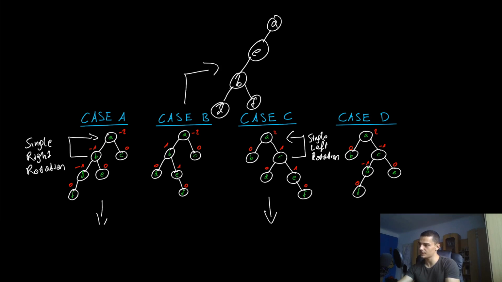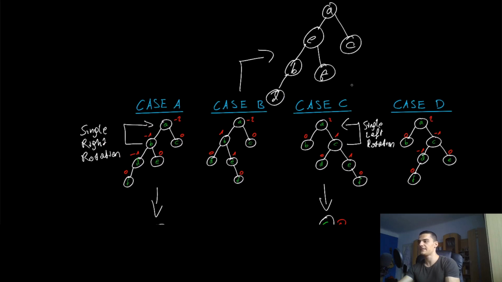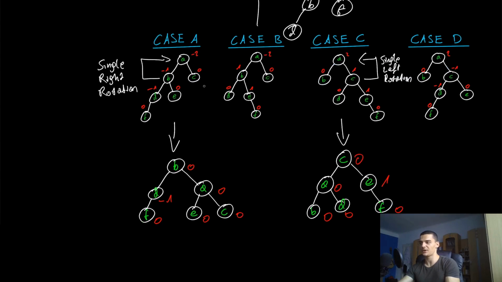Or actually, do we have F here? Sorry, we don't have F here. We have F here. And then we have C here. And now we can see that this tree that we have up here after one left rotation is exactly case A, even though the letters are not exactly the same. And now we can perform a single right rotation and get the same result that we got with case A.